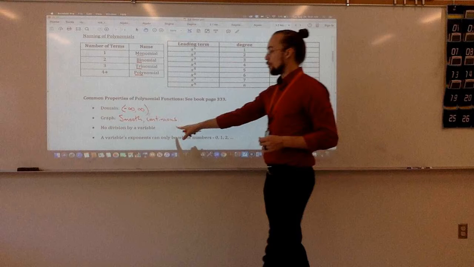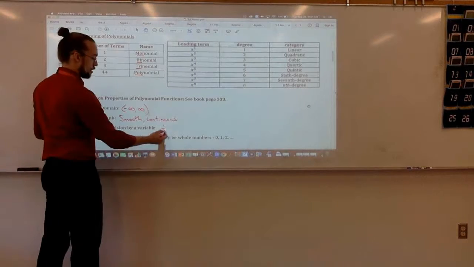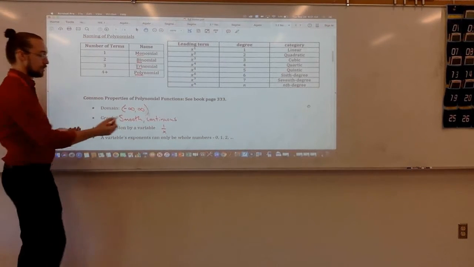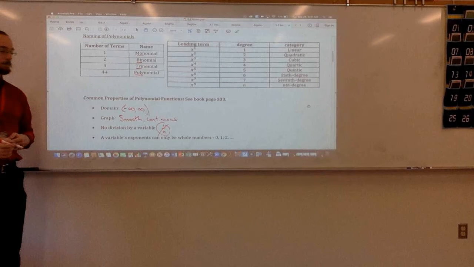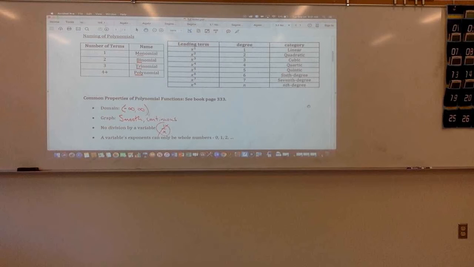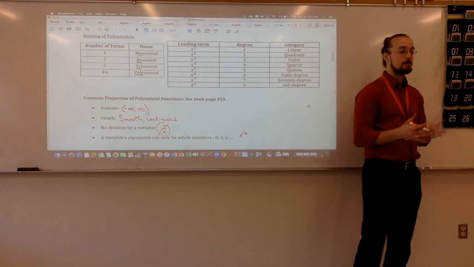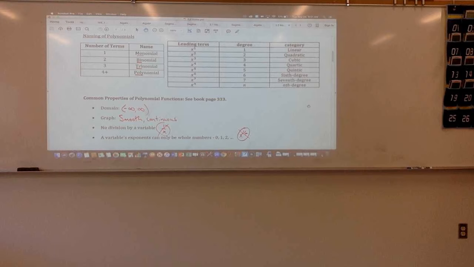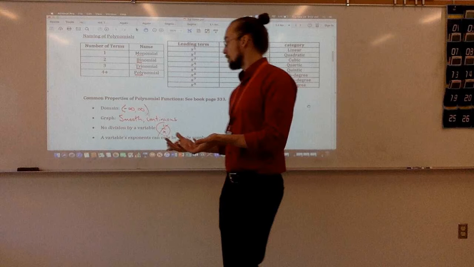There will also never be division by a variable. We could never have something like 1 over x, right? That is not a polynomial, right? No division by a variable. And then finally, the variable's exponents can only be whole numbers, right? So even something as simple as x to the 1/2 power, the square root of x, the same as x to the 1/2 power, is not a polynomial because the variable has a fractional exponent. Okay, all exponents can only be whole numbers. So these are our basic properties of polynomial functions.